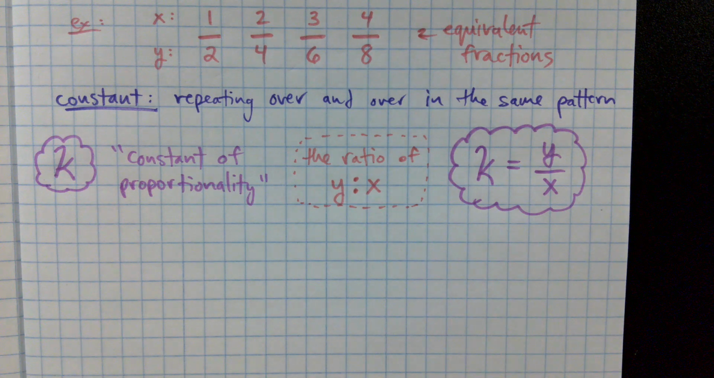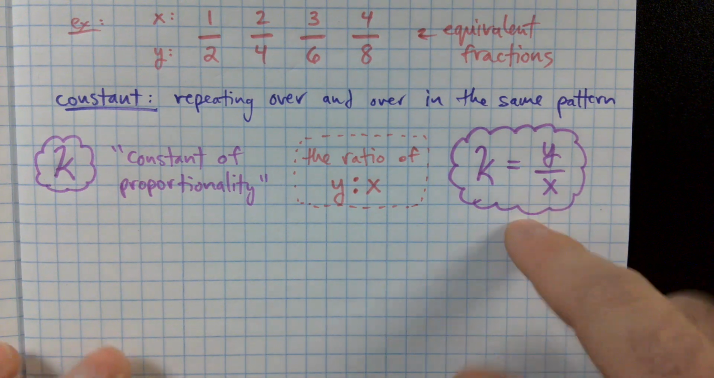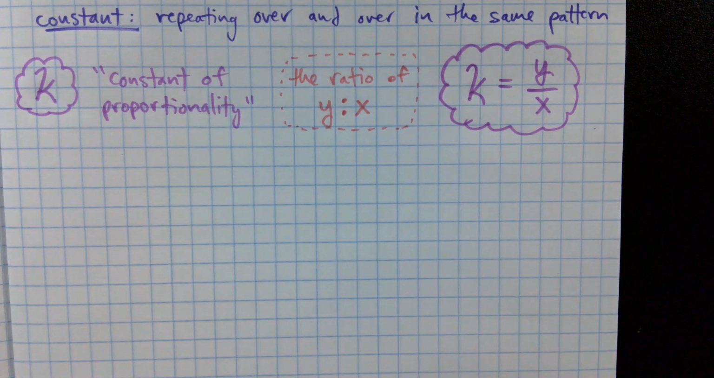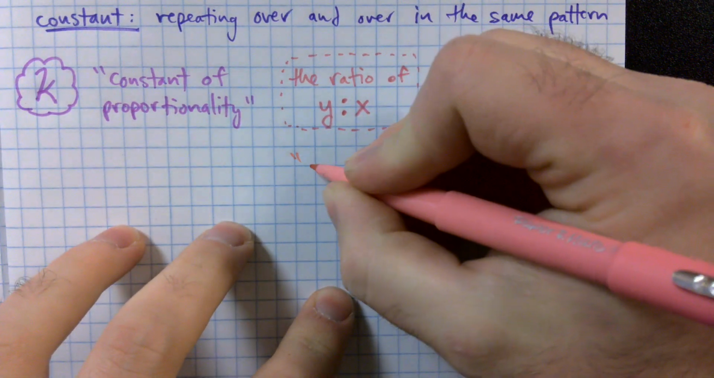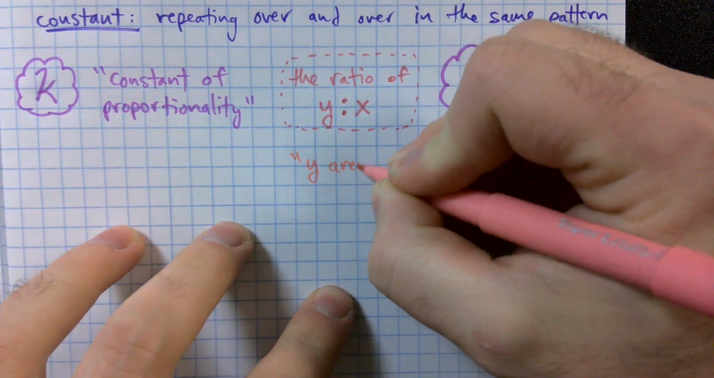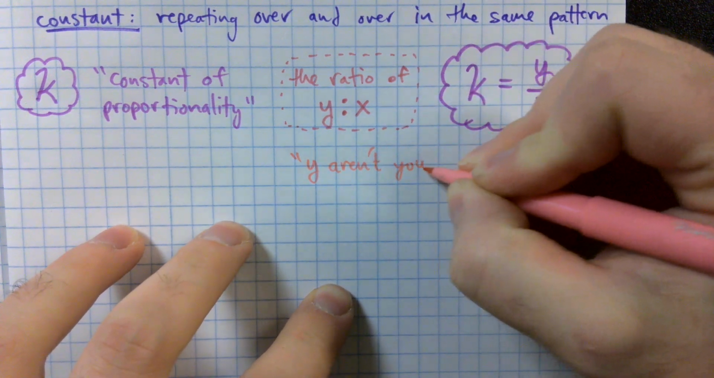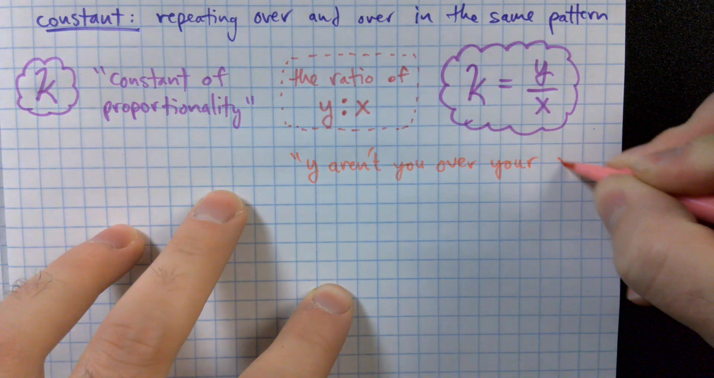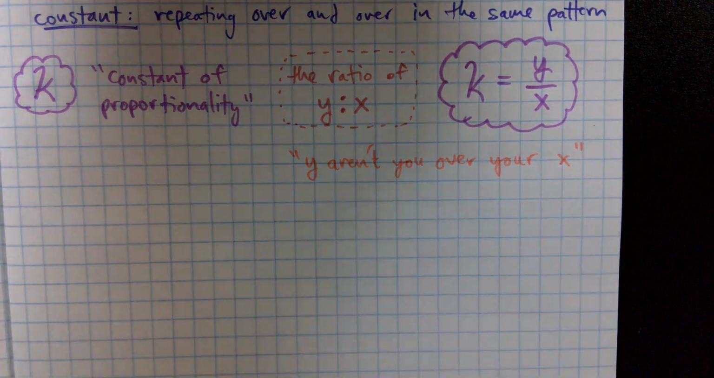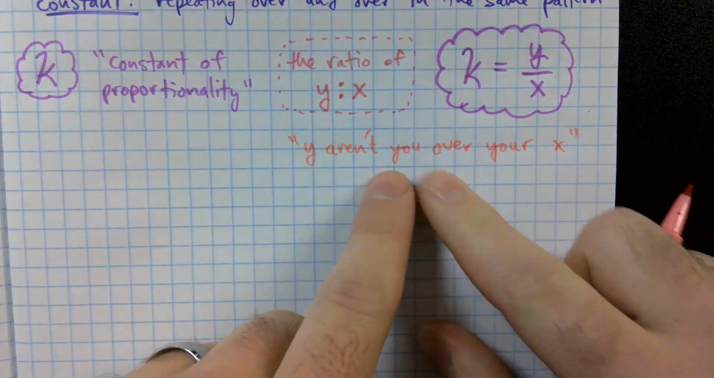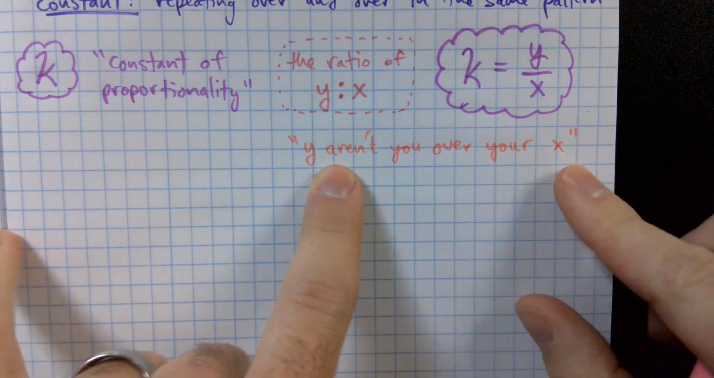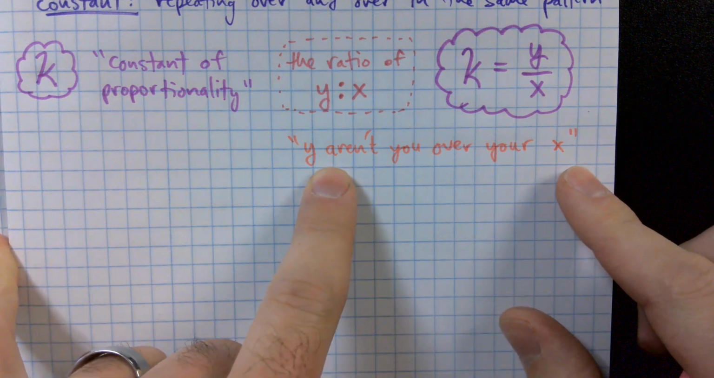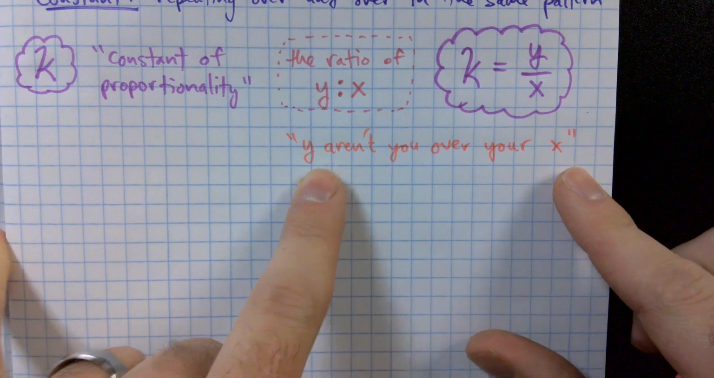And there's a very, very easy way for us to remember this equation, and it's with the phrase, why aren't you over your x? Everybody say that out loud. Why aren't you over your x? I'm going to let you write for 10 seconds real quick.